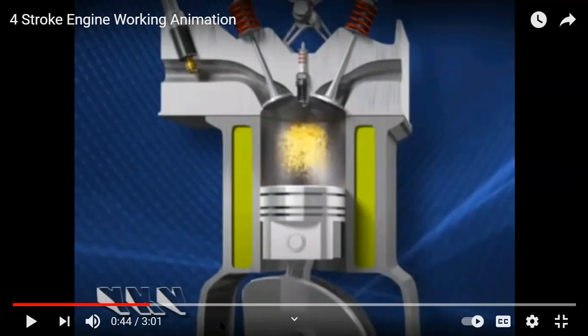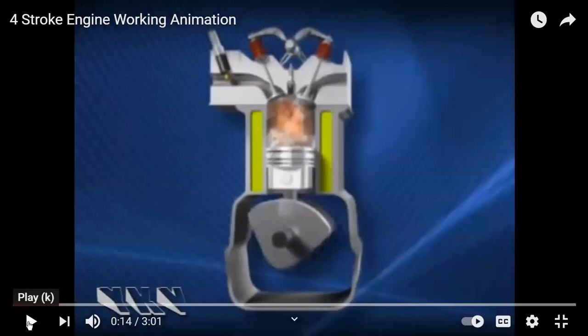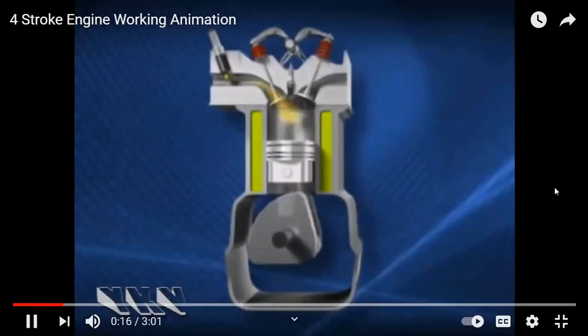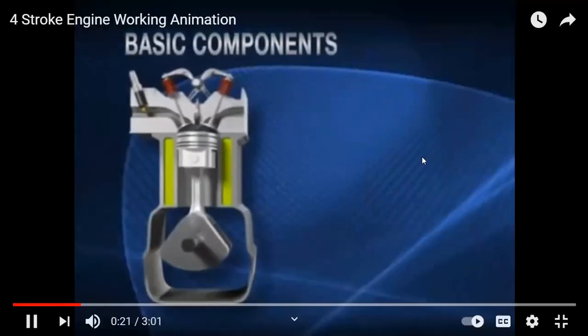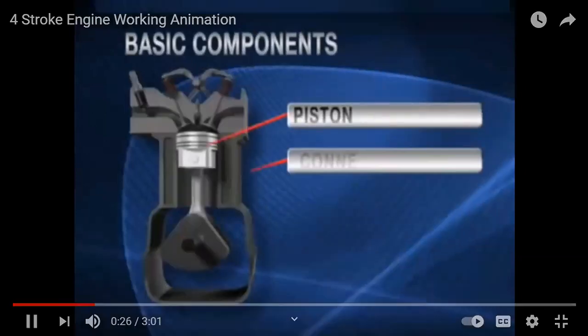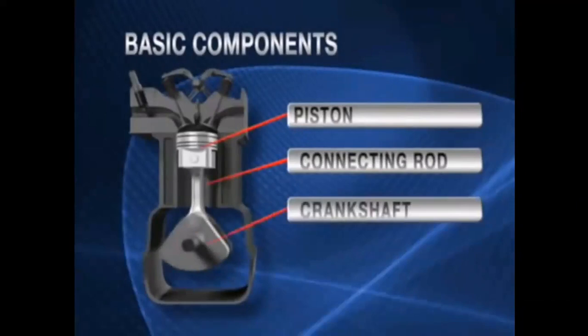So let's watch it once again. Four-stroke EFI gas engine may be helpful to your understanding of Mercury products. Here are the basic components of every four-stroke gas engine: a piston, a connecting rod, a crankshaft.